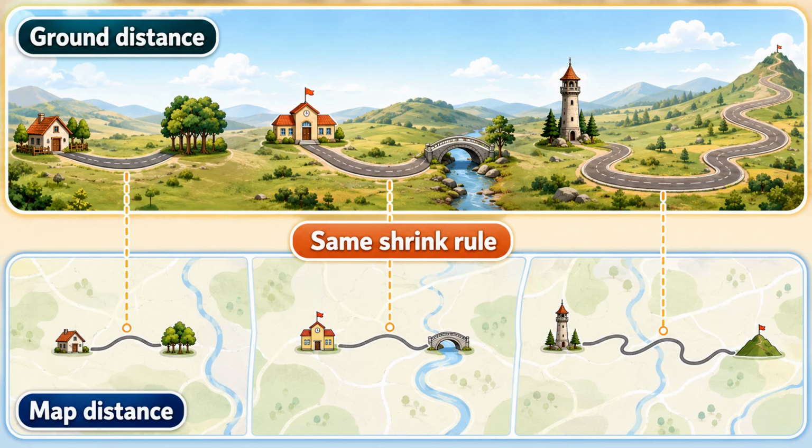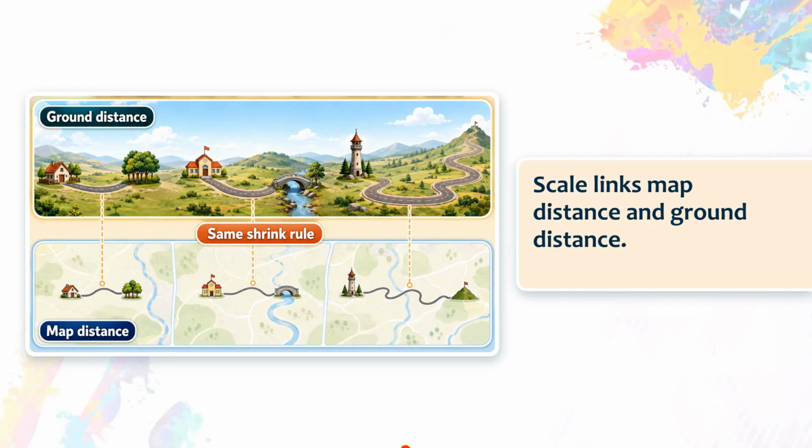The routes on the map are much smaller than the matching routes on the ground, but their short to long pattern stays the same. Scale links map distance and ground distance through one fixed shrinking rule. Notice what the matching lengths reveal. Scale links map distance and ground distance. The same relationship is used across the whole map.